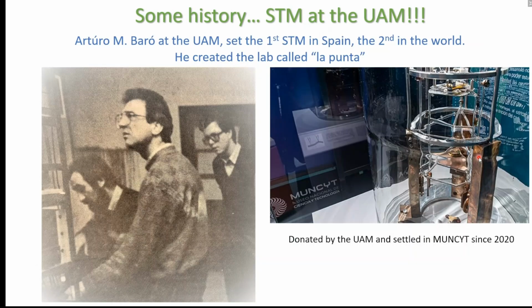Let me go to the local information here. I think it's important to remember that the second microscope developed after IBM appeared at the Universidad Autónoma de Madrid just a few years after the discovery of the STM. This new microscope was installed in the group of Arturo Baró at the Universidad Autónoma de Madrid, in the lab that is called.